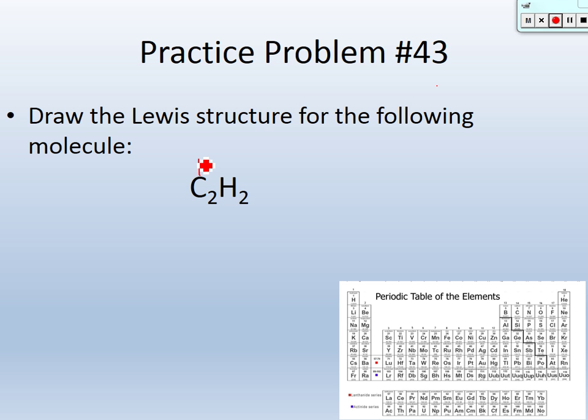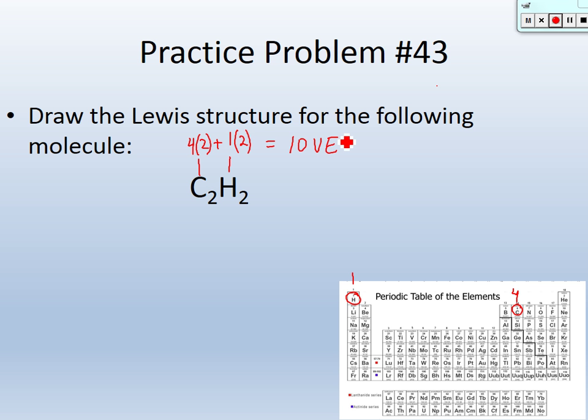Let's total up the valence electrons for this molecule. Carbon, which sits right here, has 4 valence electrons, but you'll notice I have 2 carbon atoms, so let's times that by 2 and add that to the rest of the molecule. I've got hydrogen, so 1 valence electron, but I've got 2 hydrogen atoms, so I'm going to times that by 2 as well. So I've got 8 plus 2, which is 10 valence electrons to account for in this molecule.